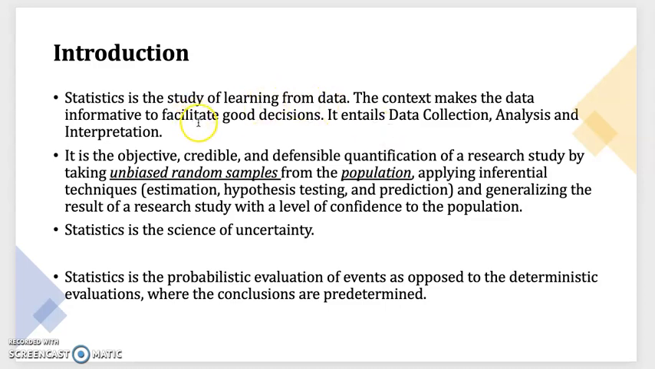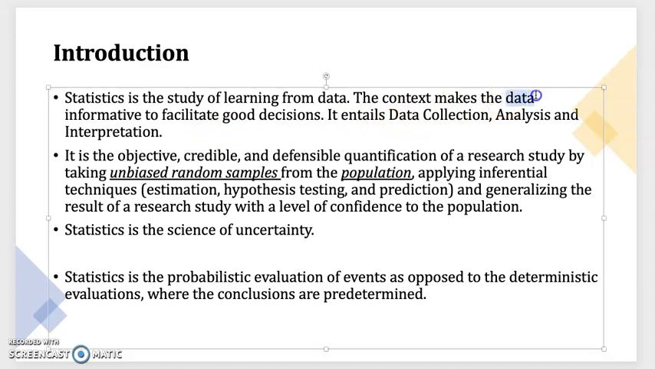So it is the objective, creditable, and defensible quantification of a research study by taking an unbiased random sample from the population. Whenever we have data, you need to understand all the data we get is actually for real life. In real life, we have a specific population. But sometimes your target population is so big that we maybe can just get some samples from the population. So the sample should be random, and the most important thing is that it should be unbiased. That's the important thing about our data.